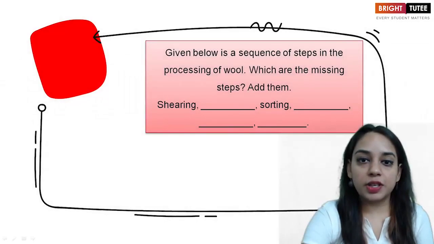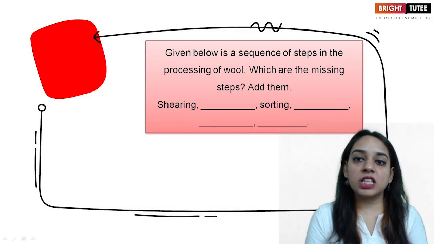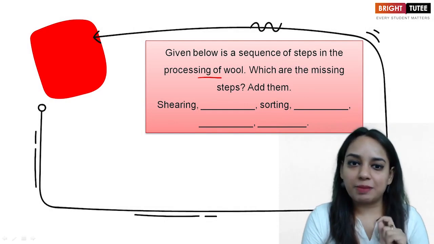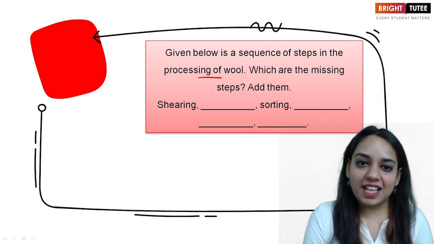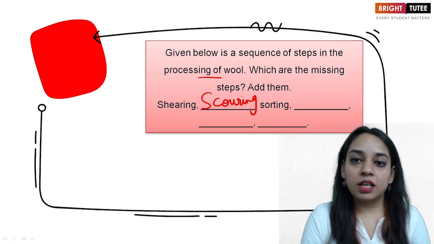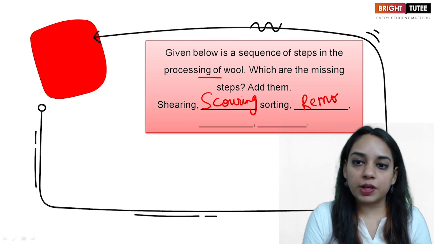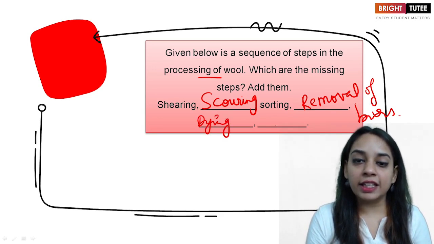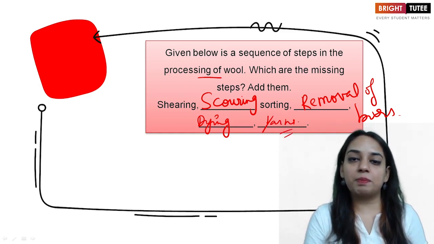Let's move to the next question. Guys, given below is a sequence of steps in the processing of wool, and some of them are missing, so we have to fill them out. After shearing, what is done? Yes, after shearing we do scouring. After scouring, sorting is done. After sorting, we have to remove burrs, so removal of burrs. Then guys, the next method is, after removing burrs, what do we do? After removing burrs, we have to dye it in different colors, dyeing, and finally we make yarns out of these fibers. Okay, this is the complete process.